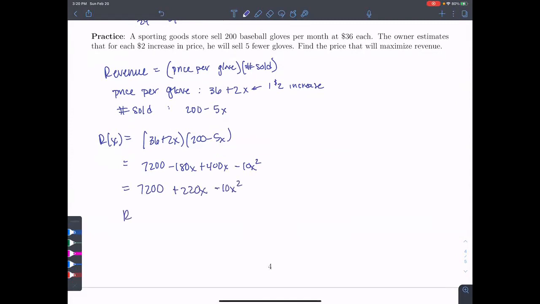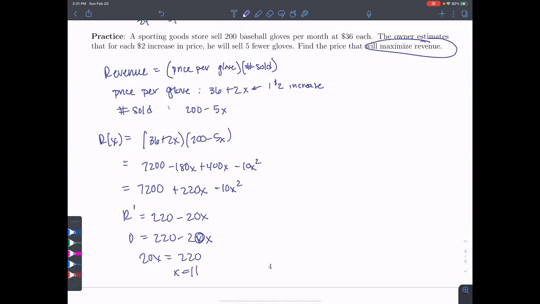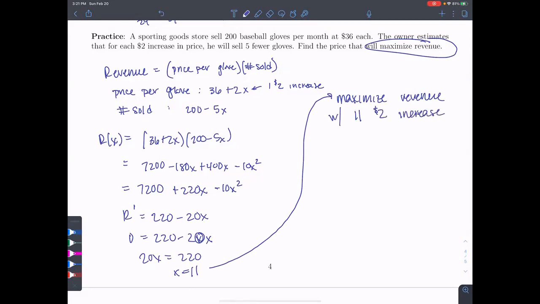Okay, so there's our function. We're going to find the derivative now because we're trying to maximize the thing. So R prime would be 220 minus 20x. Set that equal to 0. So x is 11. So we maximize revenue with 11 $2 increases in price.